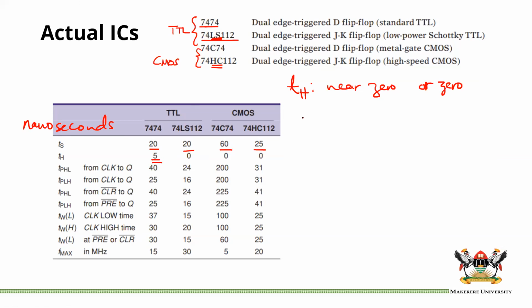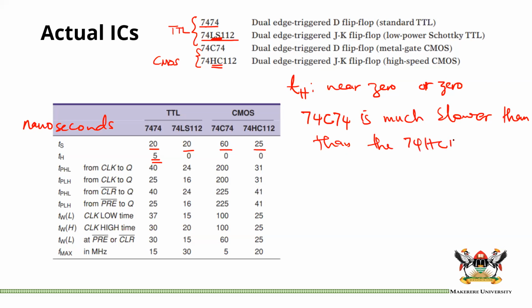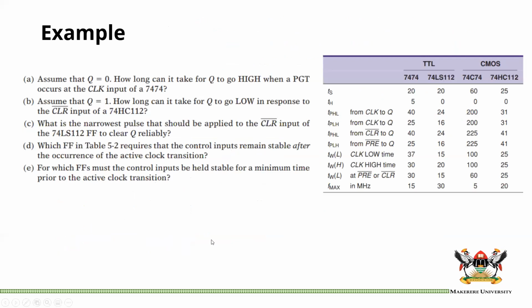Secondly, we can see that the 74C is much slower than the 74HC112. So CMOS, based on the metal gate, is much slower than the high-speed CMOS, something like that. But in general, you can see the values don't have to be the same, but they are quite close to each other.